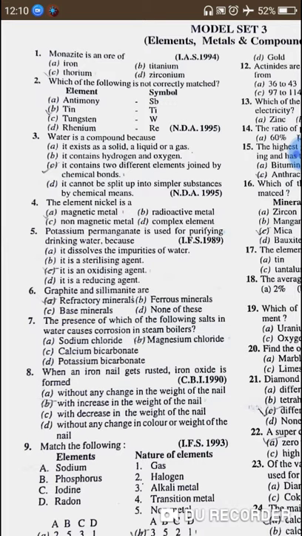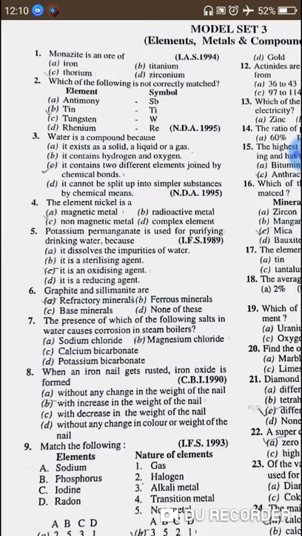Next question. Water is a good solvent of ionic salts because it has a high dipole moment. So water is a good solvent of ionic salts because it has a high dipole moment. Next question. The hardest substance available on earth is diamond. Thus the hardest substance available on the earth is our diamond.